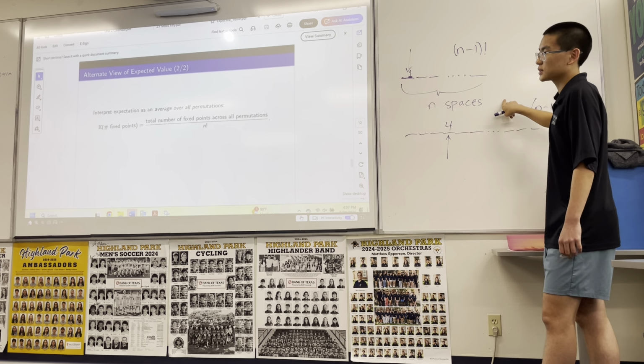So if we add this up over all n cells, there's n cells and each of them contributes n minus 1 factorial to the sum. So the total is n factorial. The total number of fixed points across all permutations is n factorial. Therefore, the expected number of fixed points is equal to n factorial over n factorial, which is 1. That's a proof.